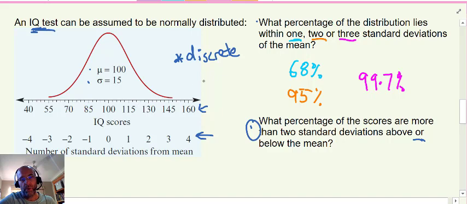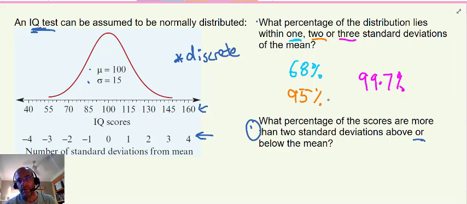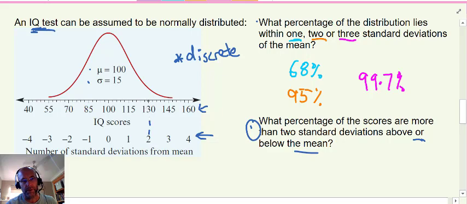Okay, so what percentage of the scores are more than 2 standard deviations above or below? So we have 2 standard deviations here. It makes sense too because we're looking at 2 lots of standard deviations. That's 2 lots of 15 above 100. Okay, that's 30, and 30 below.